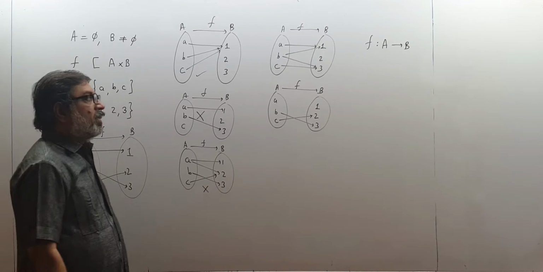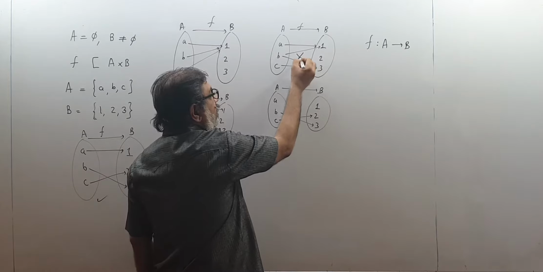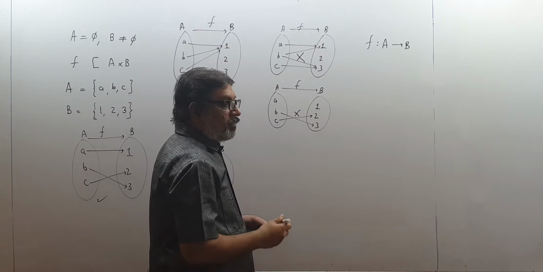Not allowed. Is it allowed? No, because B is shooting two arrows at a time. Not allowed. Is this allowed? No, because A is not shooting any arrow.